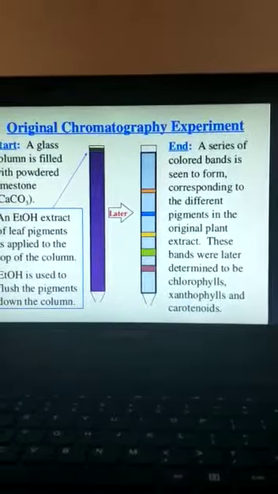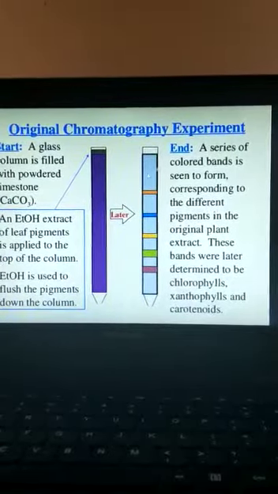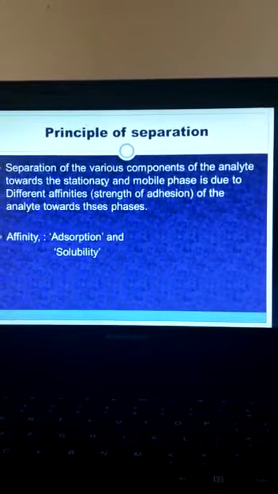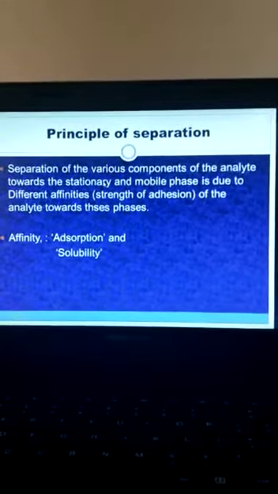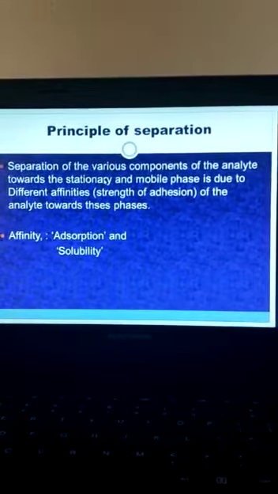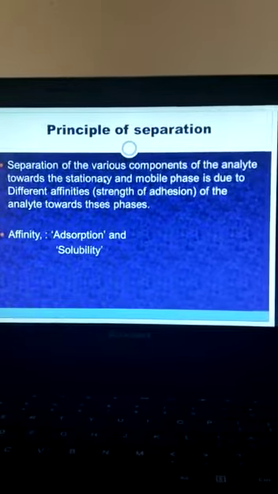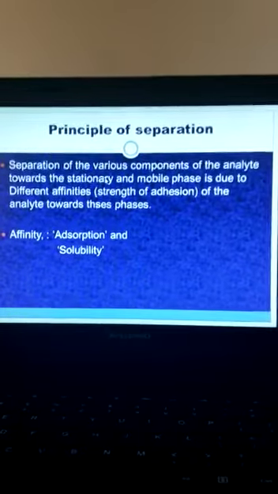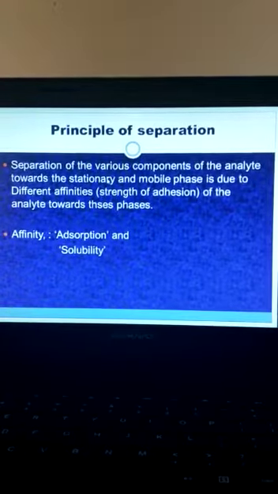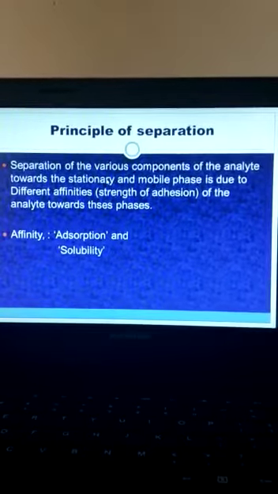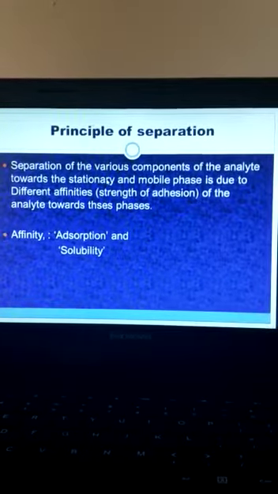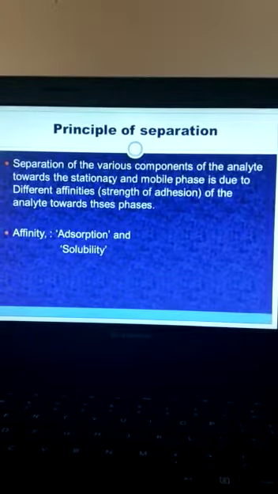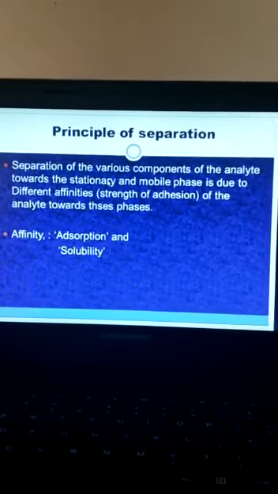Calcium carbonate that is filled is called the stationary phase since it does not move, and ethanol is the mobile phase. The pigments have two choices as they pass through the column, either to remain fixed to the stationary phase or move along with the mobile phase. It is because of the different affinities of these pigments to either the mobile phase or stationary phase that the different pigments are separated out. The key word here is affinity.